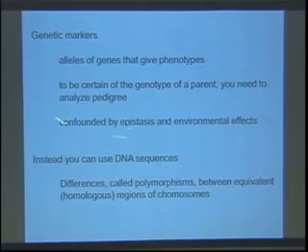And anything you do like that can be confounded by epistasis, interactions of genes, and by environmental effects, okay? So, like how tall a child is relative to his parents. Well, it also depends what the nutritional level of the parents was relative to the child, and so on. So there's a lot of confounding factors. So instead, what we use nowadays are DNA sequences, okay? And we use differences called polymorphisms between equivalent homologous regions of chromosomes, right?